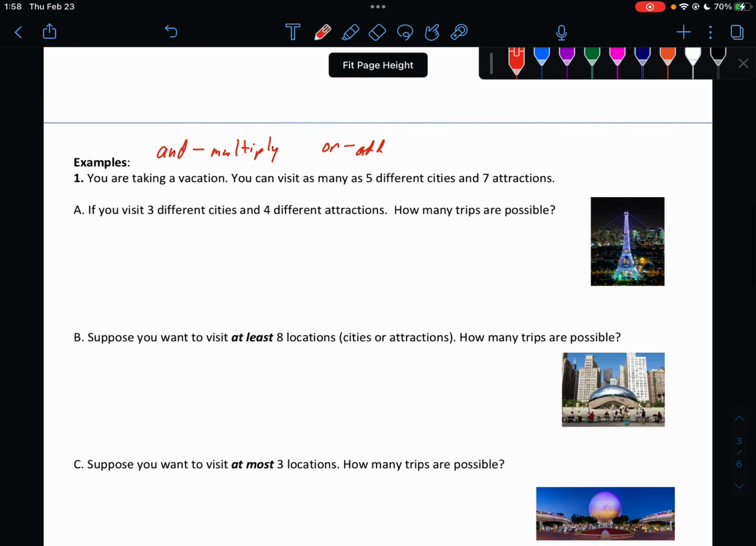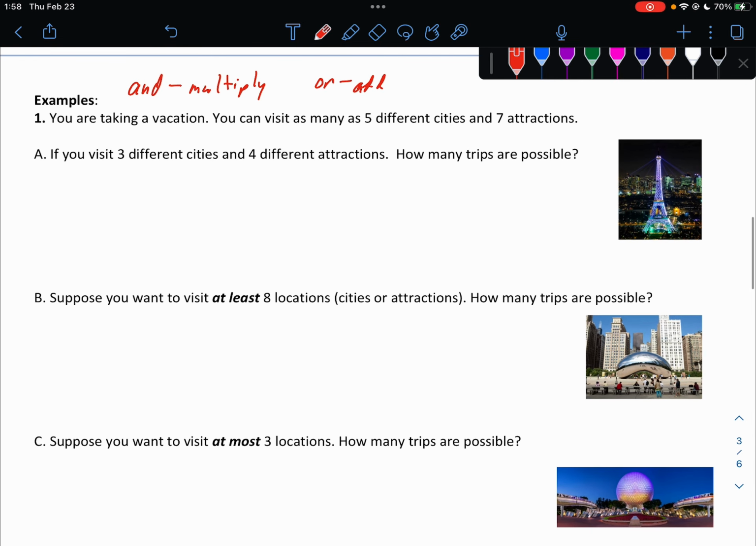All right, so example 1, you're taking a vacation. You can visit as many as 5 different cities and 7 different attractions. Okay? If you visit 3 different cities and 4 different attractions, how many trips are possible? Okay? So you see the word and there, you're going to think, all right, I'm going to multiply. Cities first. That's a 5C3. And we're going to multiply because it's and. Attractions next, 7C4.